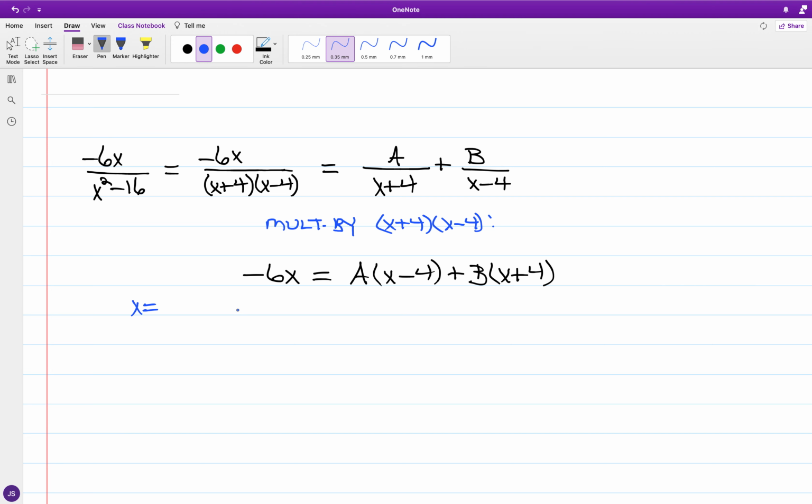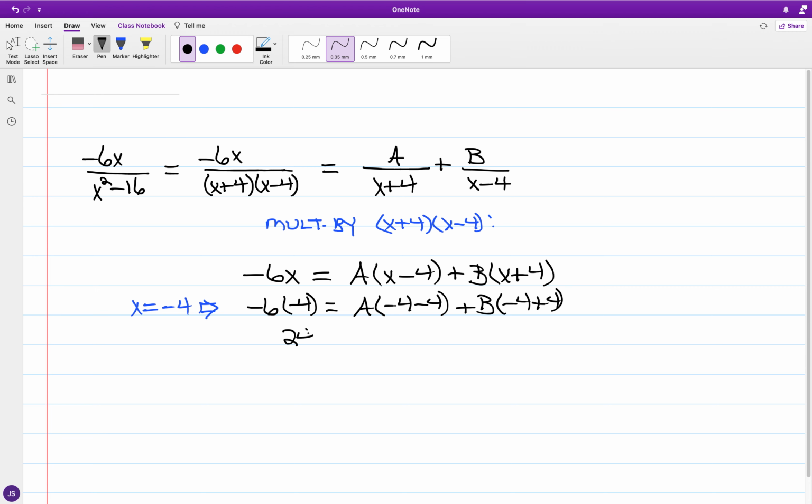So if I set x plus 4 to 0, so as to negate B and solve for A, x is going to be negative 4. For the setup, we're going to have negative 6 times negative 4 is equal to A times the quantity of negative 4 minus 4 plus B times the quantity of negative 4 plus 4. Negative 6 times negative 4 is positive 24, and we have A times negative 8.